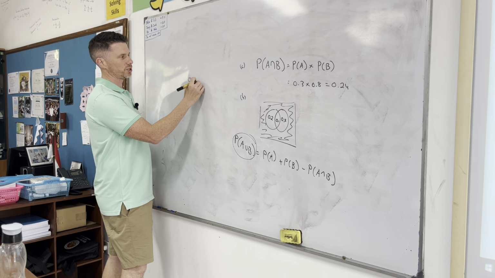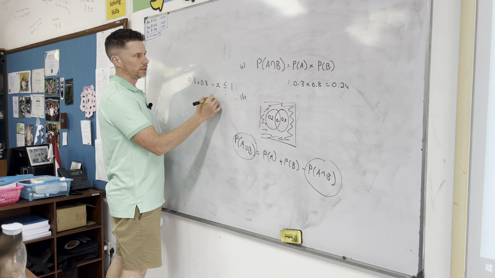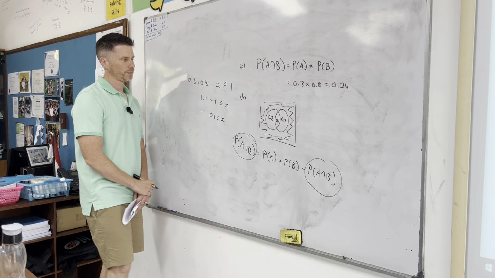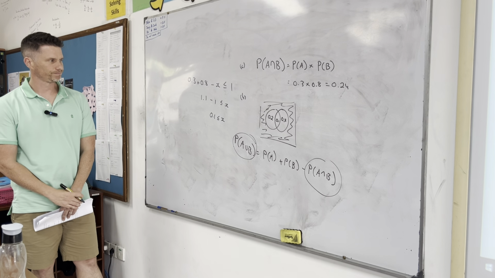Okay, so what's the maximum value or the minimum value of x then? Yeah, it's 1.1 minus 1. So you can rearrange this and you get 1.1 over here minus that 1. So x has to be 0.1 or above. Is that how I have to write my answer?